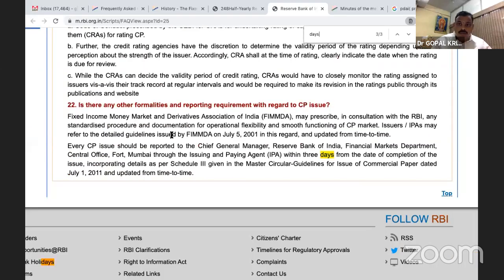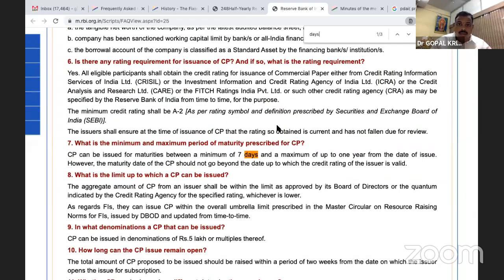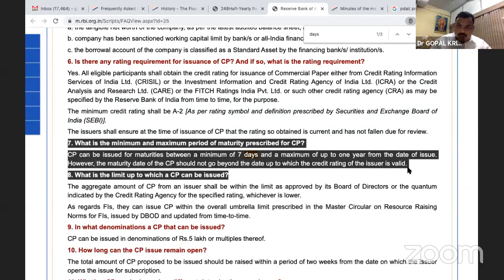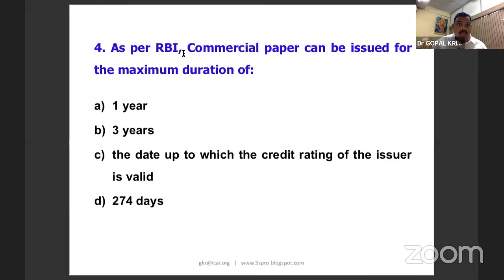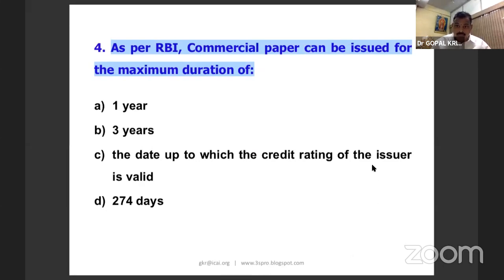Please look at this. This is a very, very important question. Based on this, I'm going to ask: as per the RBI, commercial paper can be issued for a maximum duration of what? What will be the answer? 1 year. Rajesh Jain says 1 year. Good. Any other answer? 1 year. Subbu says 1 year.